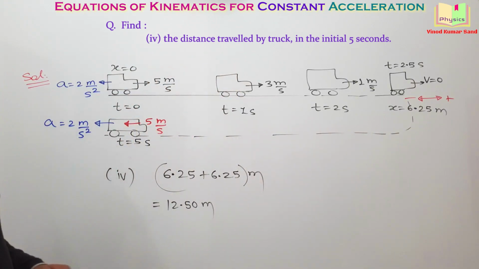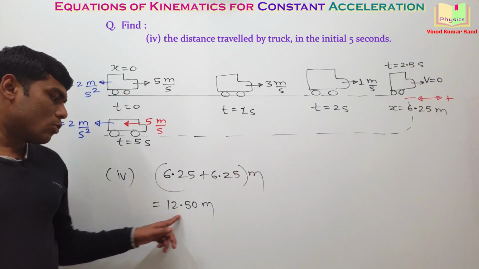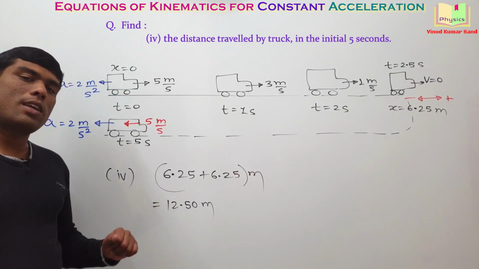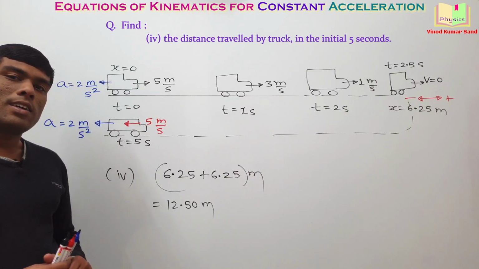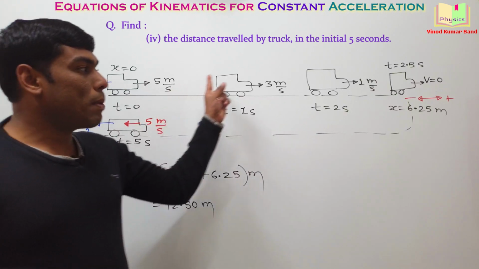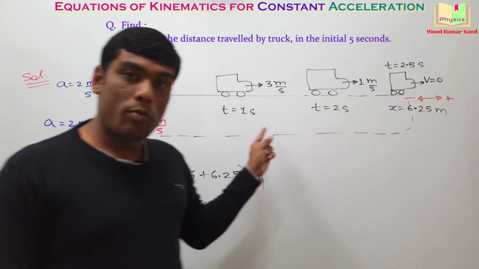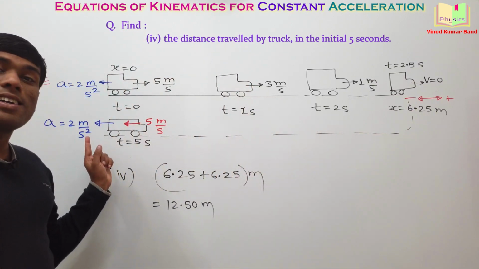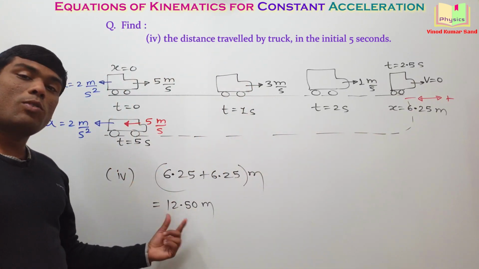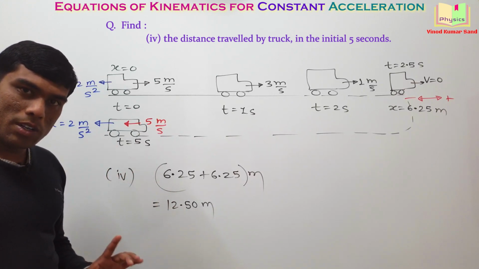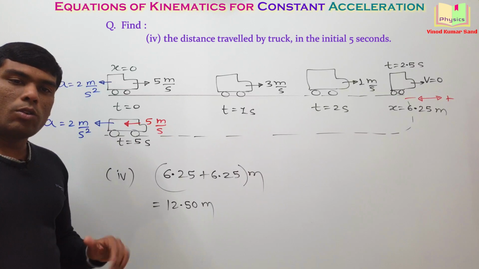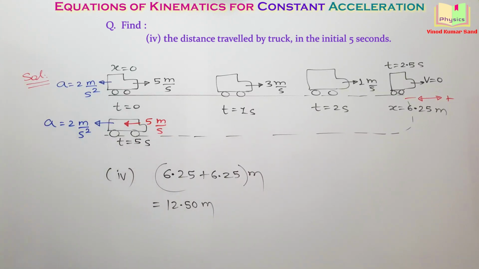Done. Why is this answer greater as compared to the answer in the third part? Can you tell? Actually, here the particle is turning back. Whenever the moving particle turns back, the distance traveled will always be greater than the magnitude of the displacement. Okay. Note it down. Then we'll go for the fifth part.